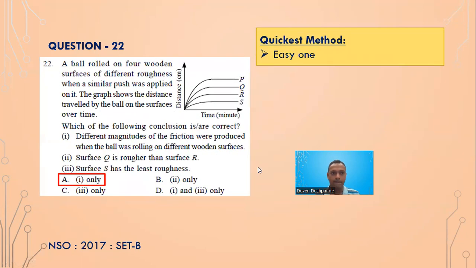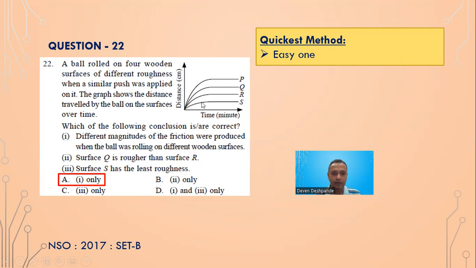Okay, next one. A ball is rolled on 4 wooden surfaces of different roughness. When a similar push was applied to it, the graph shows the distance traveled by the ball on the surfaces over time. Which of the following conclusions is or are correct, isn't it? So the first one is different magnitudes of friction were produced when the ball was rolling on different wooden surfaces, which is true, isn't it?